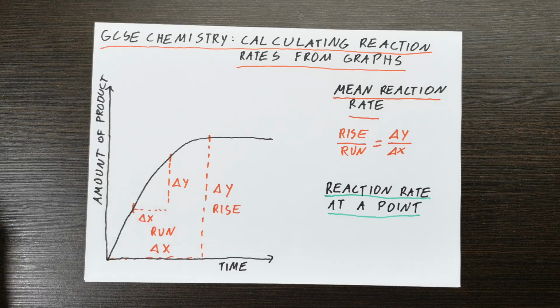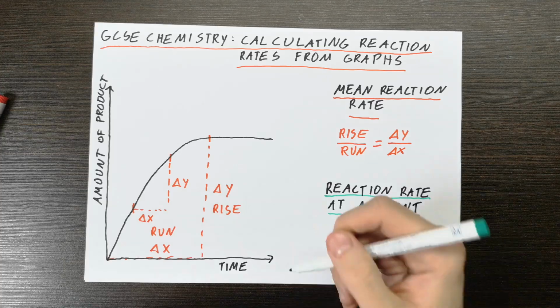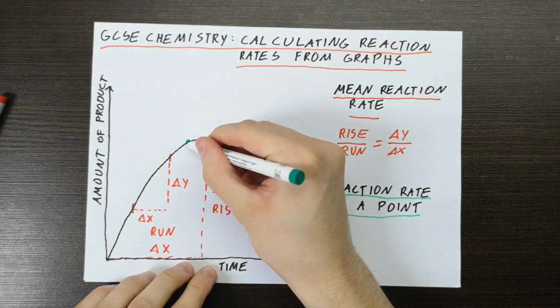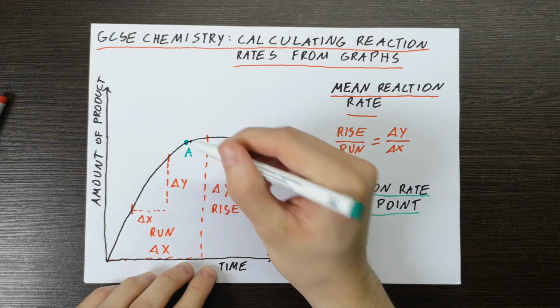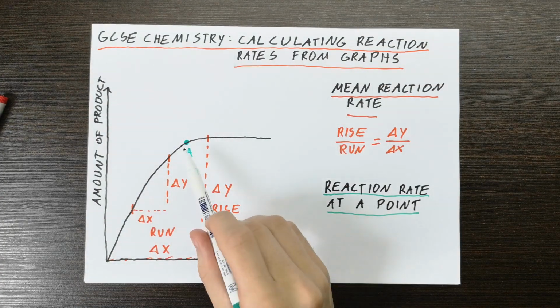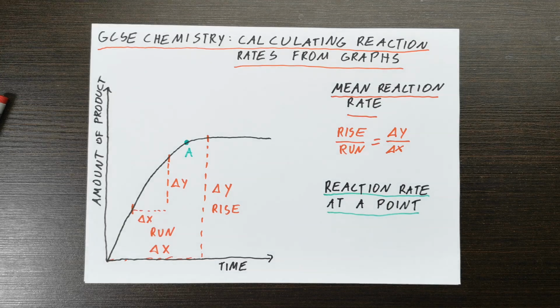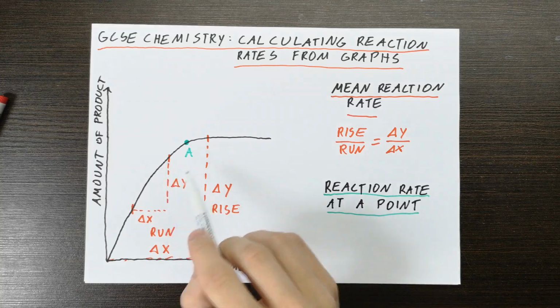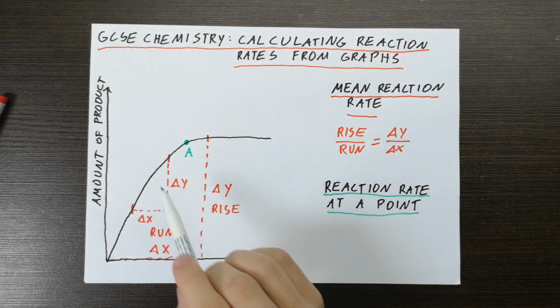So what do I mean at a point? For example, we have a point here, point A, and we want to get the reaction rate at that one specific, particular point. We don't want the mean reaction rate, we want the reaction rate that's happening at this one particular point.